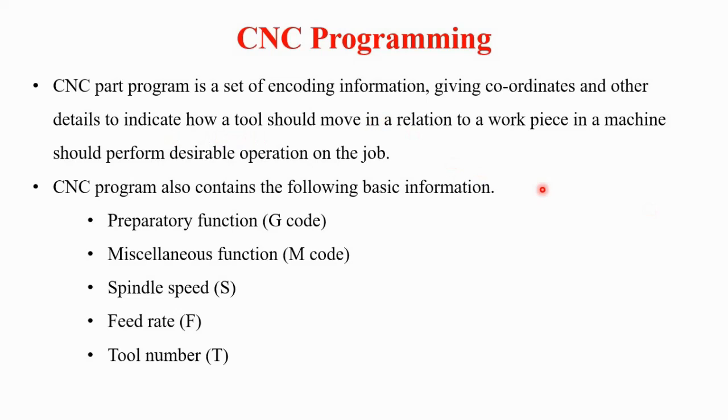Then a CNC program also contains some basic information while writing it. We have to know a few basic items: preparatory functions, also known as G codes; miscellaneous functions, represented by M codes; spindle speed, represented by S; feed rate, represented by F; and finally tool number, represented by T. We will discuss these in detail.